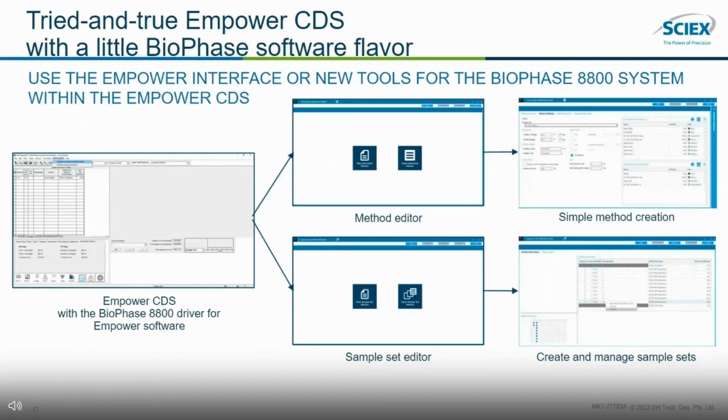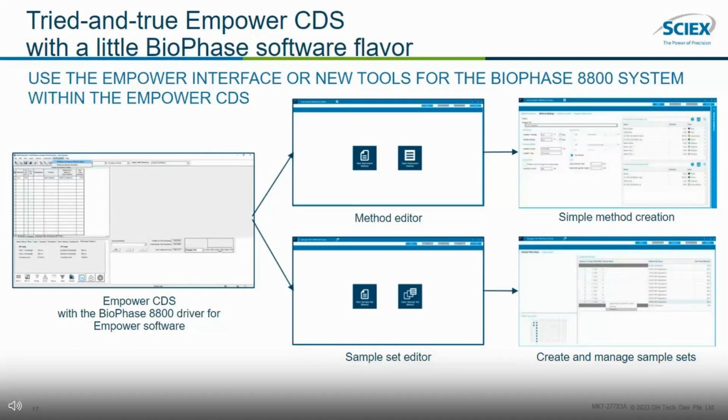We really combined the best of 2 worlds. With the BioPhase 8800 for Empower, you get to work in the traditional Empower interface for simultaneous acquisition of up to 8 samples, but can also access some helpful tools that simplify instrument method and sample set method creation for CE-related applications.